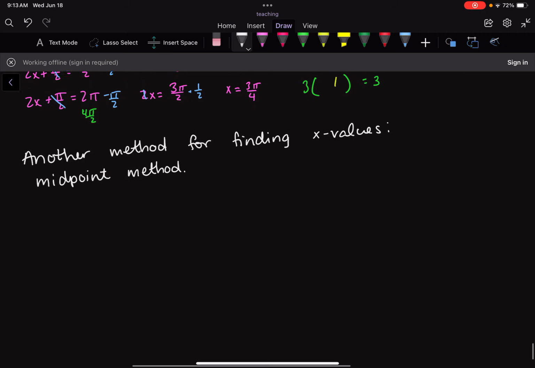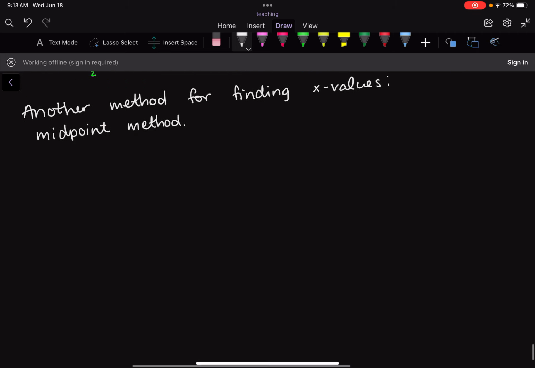And you can use this as well, if you ever need more in between points, you could always use this method. And I'll show you what I mean by that. So I'm actually just going to do the same problem that we just did. So 3 cosine, what was it? 2x plus pi over 2.